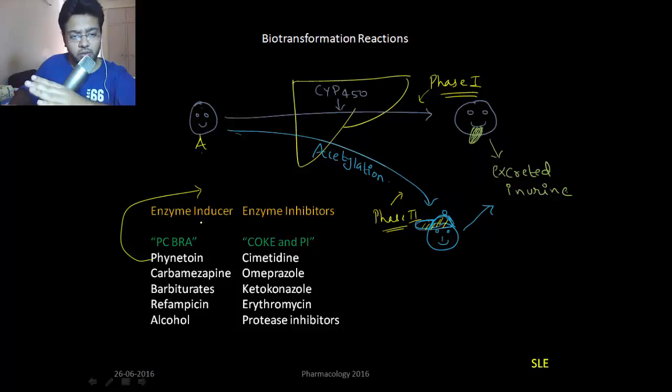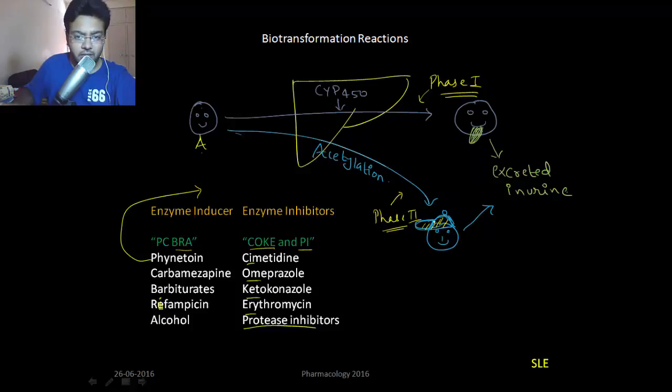So what are enzyme inducers? Just remember the mnemonic: Priyanka Chopra, I won't read this out. Barbiturates, rifampicin, and alcohol, phenytoin and carbamazepine. These are enzyme inducers. They can reduce the half-life of other drugs. What are enzyme inhibitors? Coke and P. Cimetidine, omeprazole, ketoconazole, erythromycin, and protease inhibitors. Protease inhibitors are a part of antiretroviral therapy, like indinavir or saquinavir.